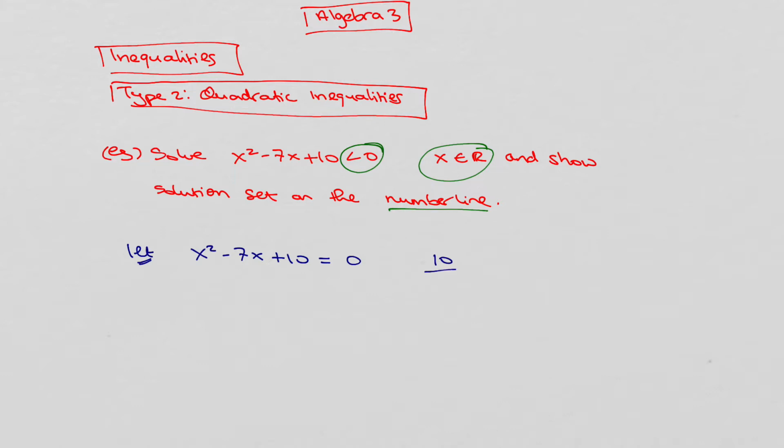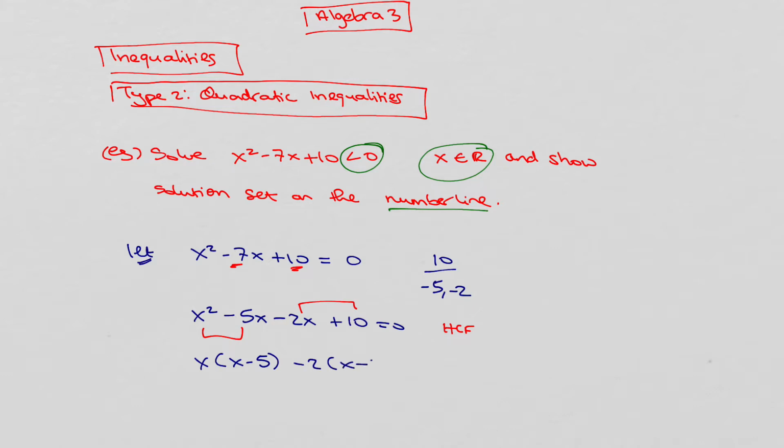So we look at what multiplies to give us 10 and adds to give us minus 7. Well, it must be minus 5 and minus 2, because the two numbers must add to give us minus 7, but must multiply to give us plus 10. So grouping the first two and second two and taking out our highest common factor, we have x is common, leaving us with x minus 5. Minus 2 is common, leaving us with x minus 5. So our two brackets are the same, so therefore they are common.